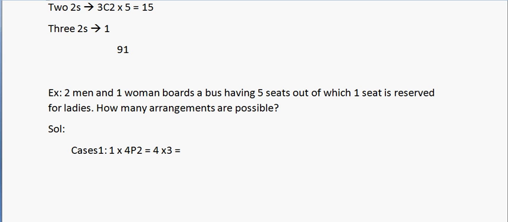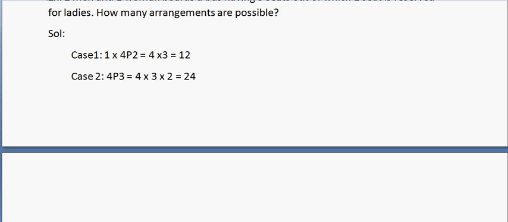Case 2 is when the lady does not sit on the seat reserved for ladies, which means we have 3 people and 4 seats. We can arrange them in 4P3 ways, which is equal to 4 into 3 into 2, which is equal to how much? 24, right? So the total number of ways would be 12 plus 24, which is 36, right? So 36 would be the answer for this.